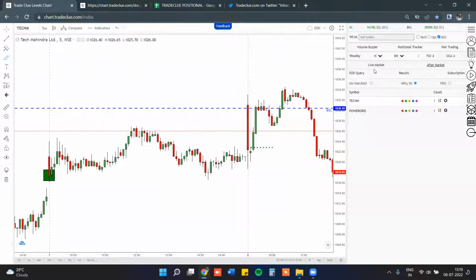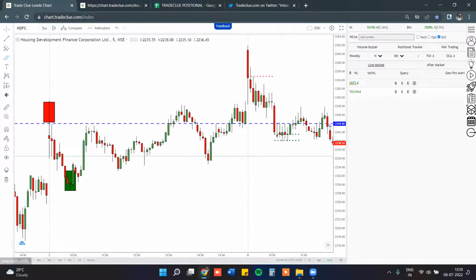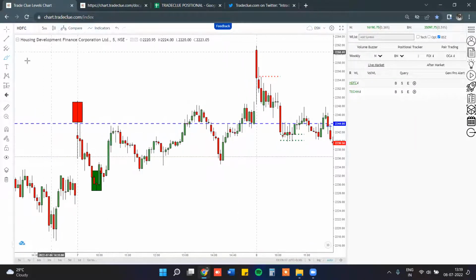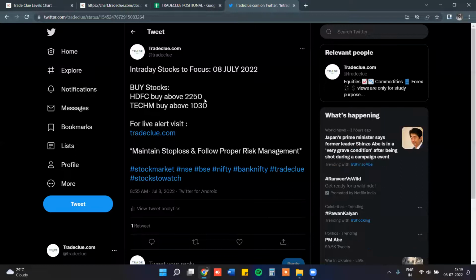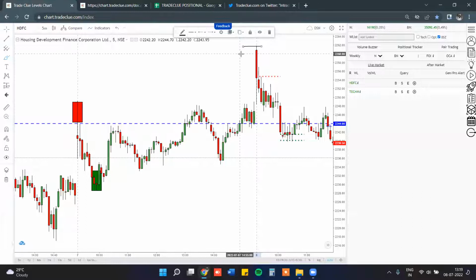So if I want to trade, the other stock was HDFC, which was given today. Now HDFC, as I said, has opened directly gap up. HDFC has opened somewhere around 2261. So it was already 11 points up. You can see that it was 2250 which was mentioned, and it has opened around 2261. So this is not the right way to trade, because the buyers are already making money.